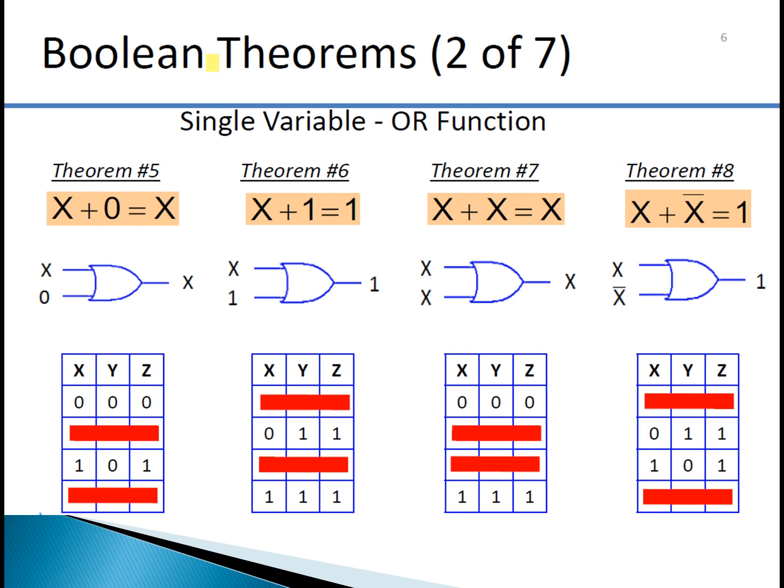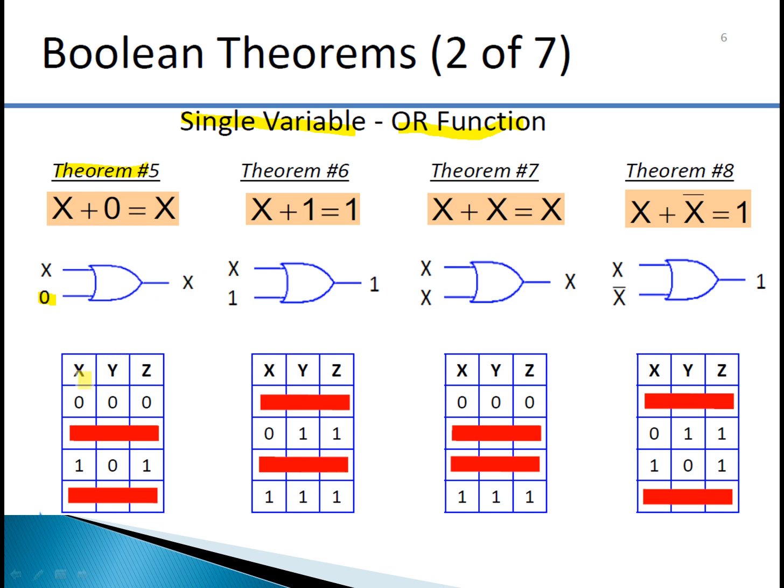So next we will consider the single variable OR function. So the first theorem is x plus 0 equal to x. So here plus represents the logical OR function, and this is the symbolic representation of logical OR. So one input is x and another input is 0, and the output is always the x value.